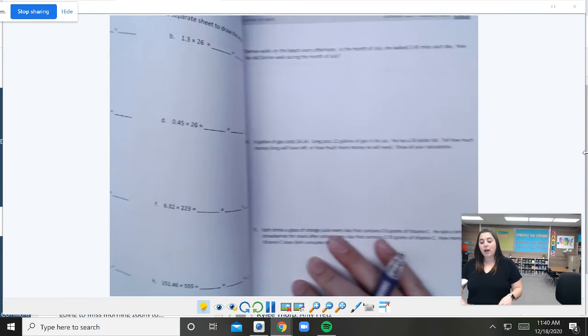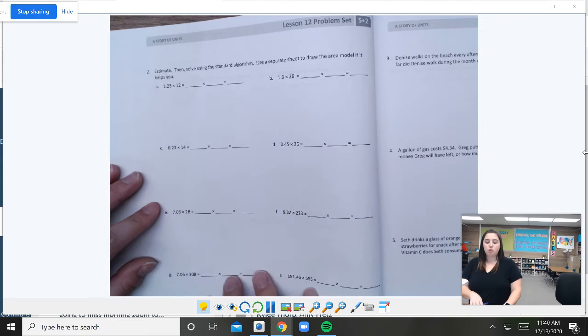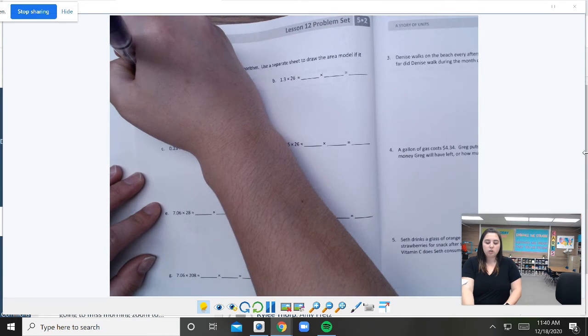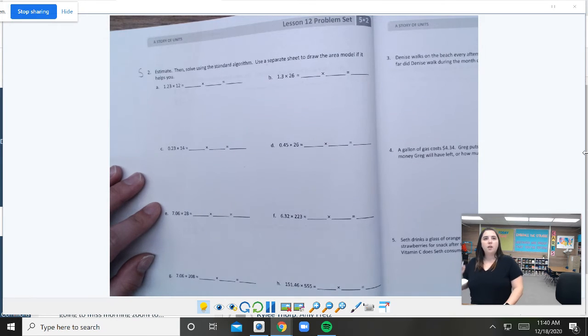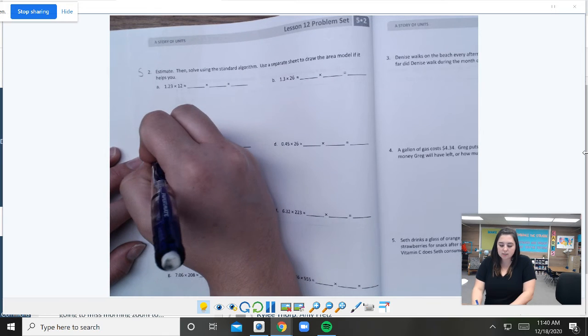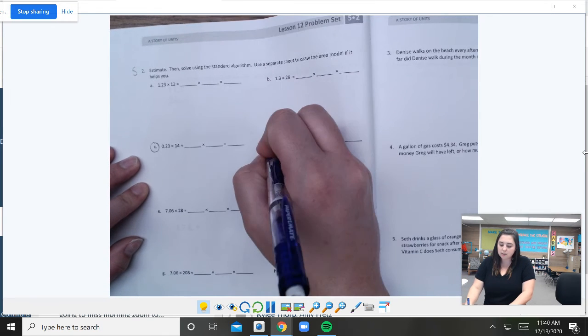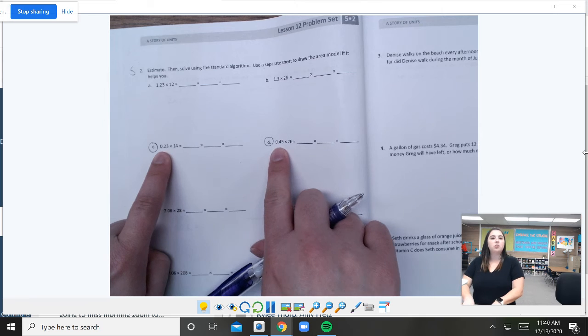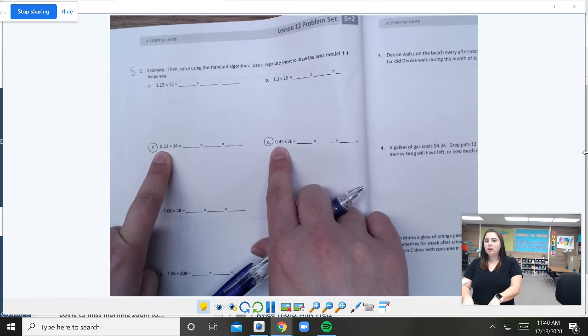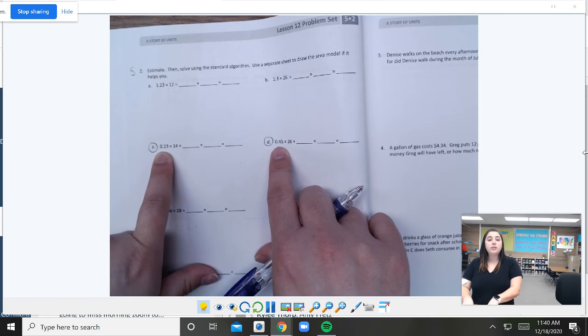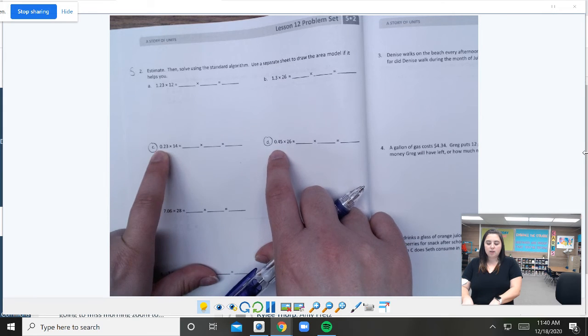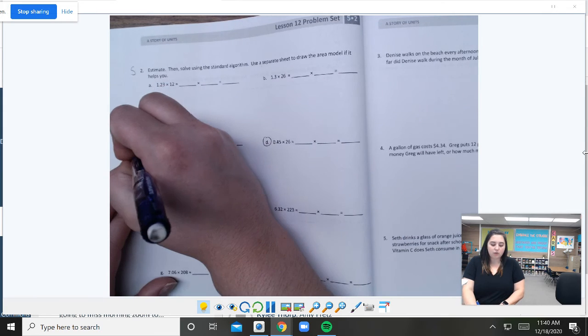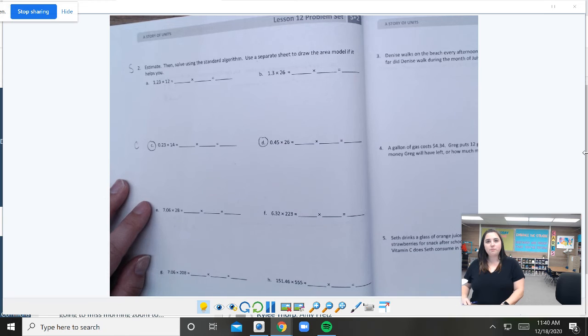And then if you have more time, these are the other problems you should do. Although I'm going to say question C and question D, they have numbers that are less than 1. So it's going to be a little bit tricky to figure out where the decimals go in your answer. So C and D, I'm going to call them our challenge problems. You can still do them.